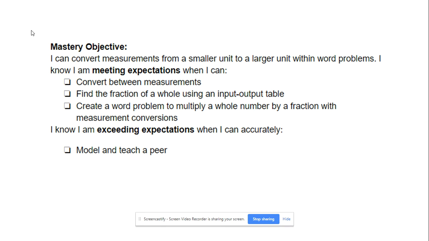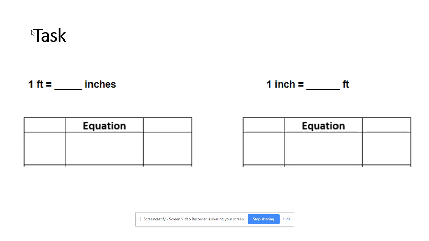Today we'll be converting measurements from a smaller unit to a larger unit within word problems. I know I am meeting expectations when I can convert between measurements, find the fraction of a whole using an input table, and create a word problem to multiply a whole number by a fraction with measurement conversion. I know I am exceeding expectations when I can accurately model and teach a peer. So let's start with the task.